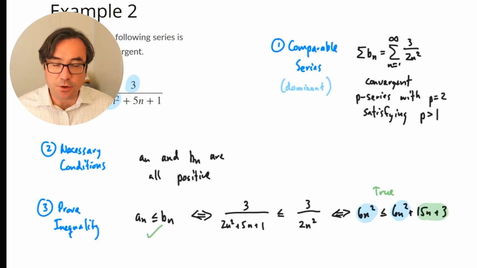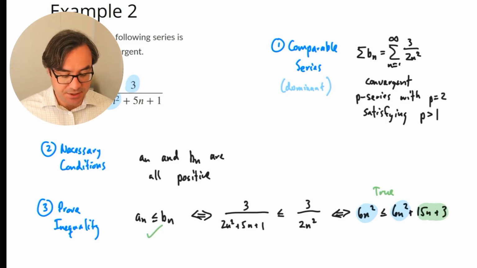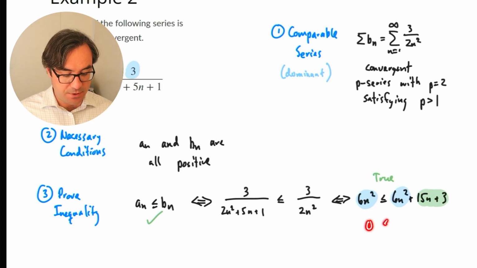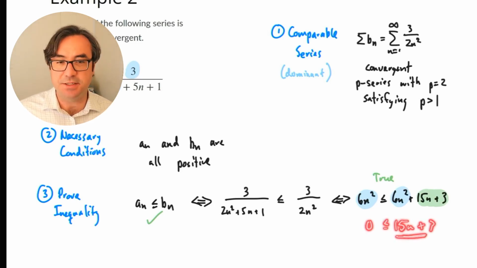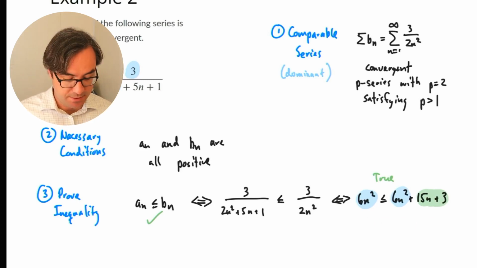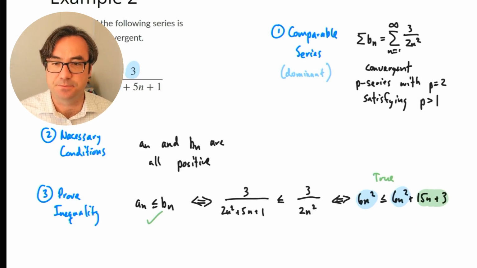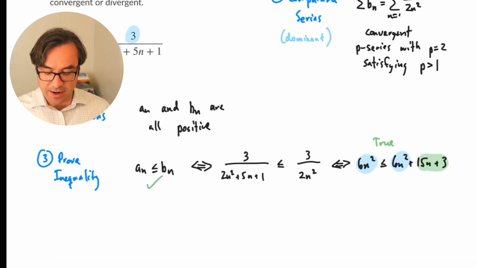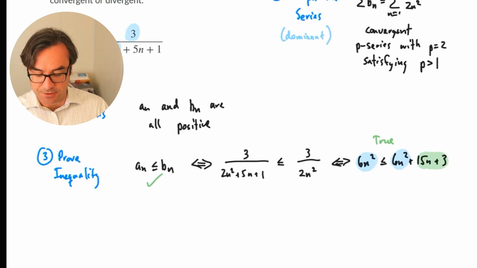And if you wanted to go a little further, maybe you're not necessarily convinced, you could subtract 6n squared from both sides, and then you end up with 0 is less than or equal to 15n plus 3. And because n is greater than or equal to 1, well, that's definitely true. Okay. So now that we have everything, now we just state the conclusion.